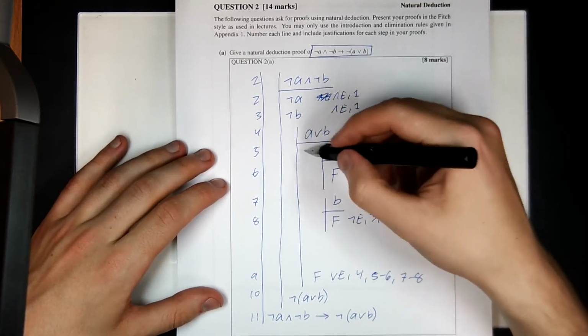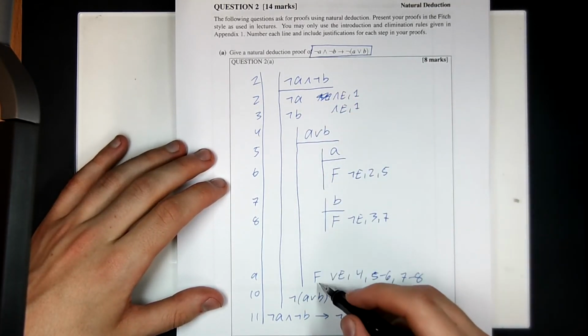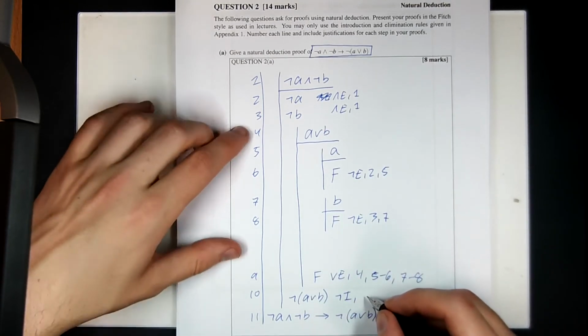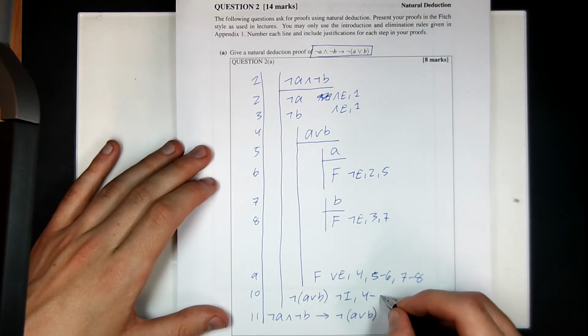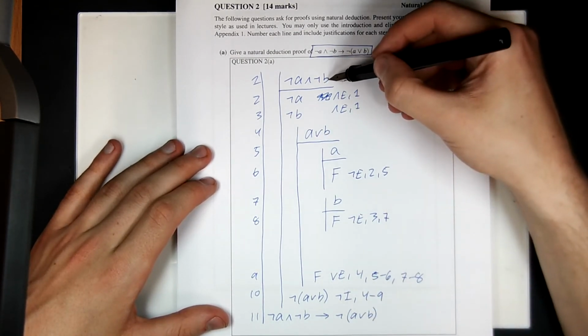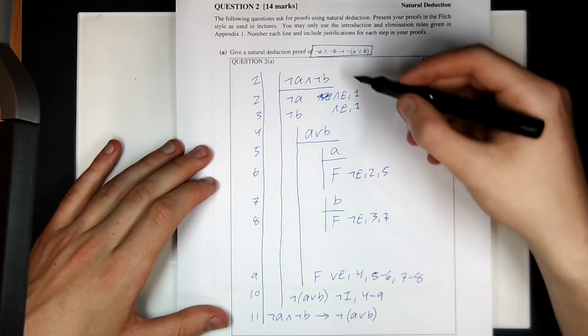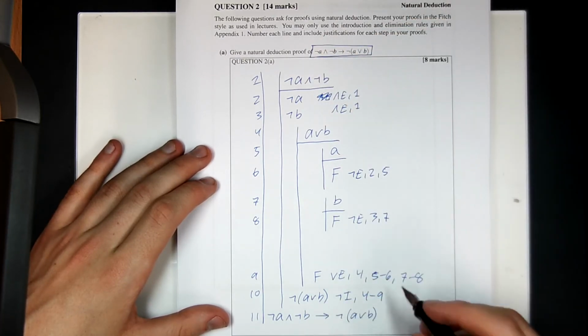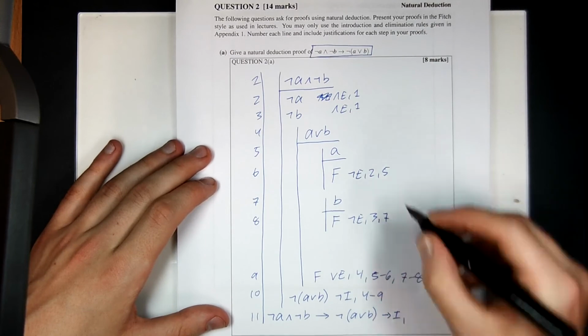We assumed A or B. We obtained a contradiction, therefore not (A or B), by not introduction, lines 4 through 9. We assumed this term here. We got this term here. Therefore, the first term implies the second term by implication introduction, lines 1 through 10.